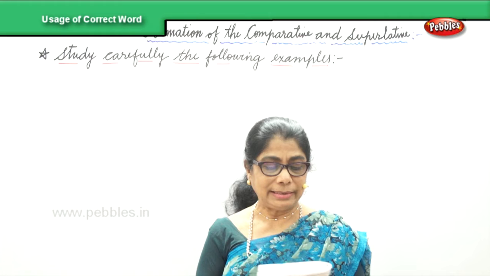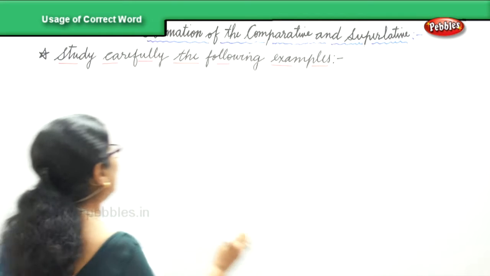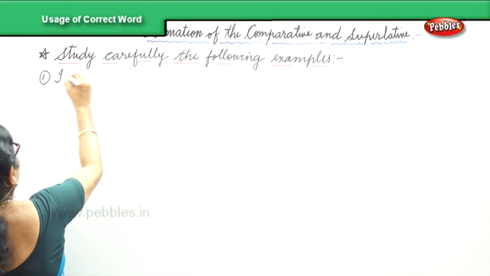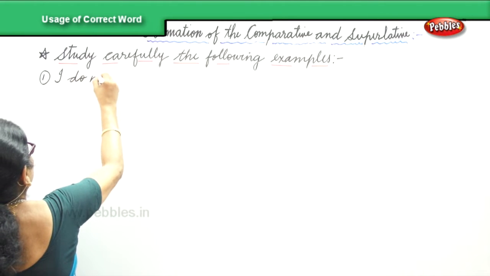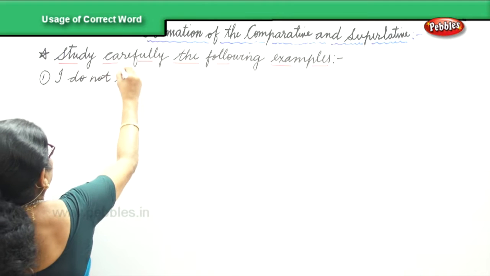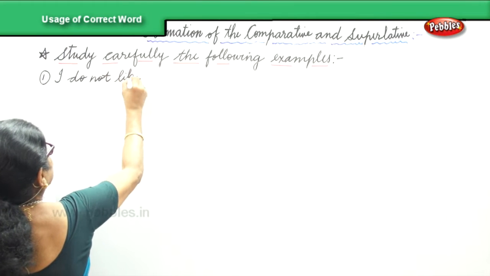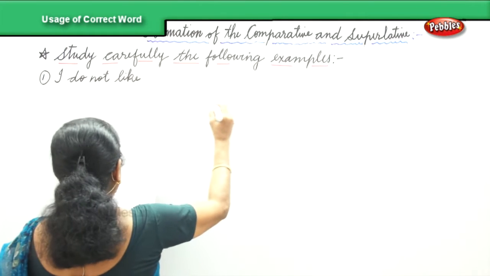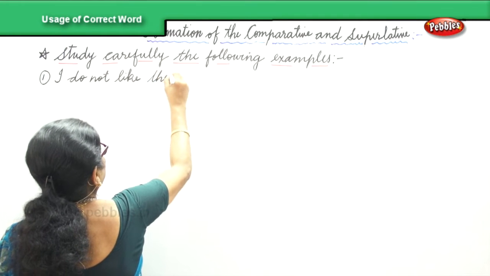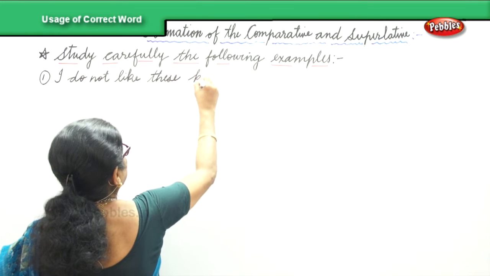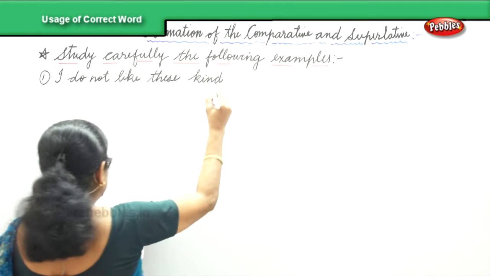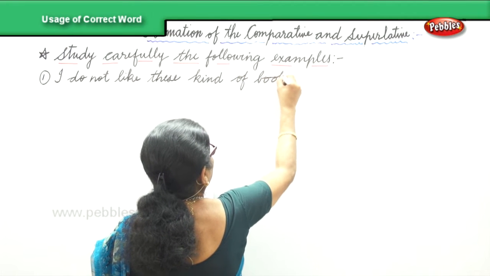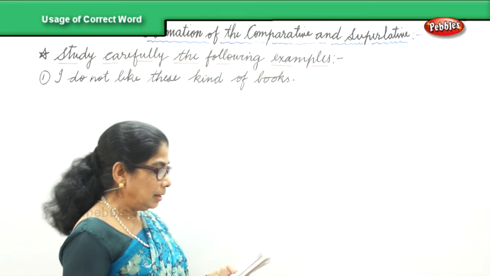Let's look at the first sentence. You tell me if it's right or wrong. The first sentence is, I do not like these kind of books. This is the common mistake that we make.